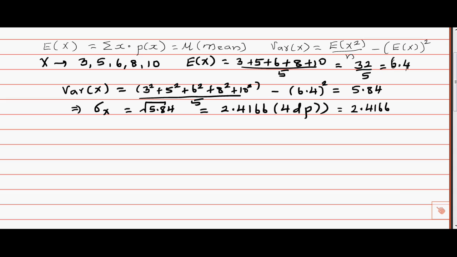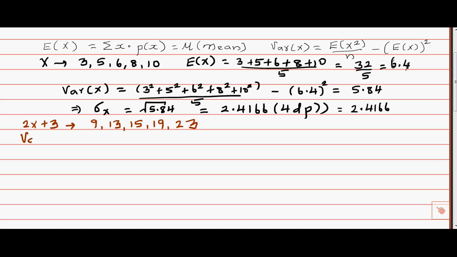Now let's see what happens to the variance when you're multiplying the old random variable by a number and then adding a number. So let's write 2x plus 3 again. As we already saw, that is 9, 13, 15, 19 and 23. So let's see what happens to the variance.